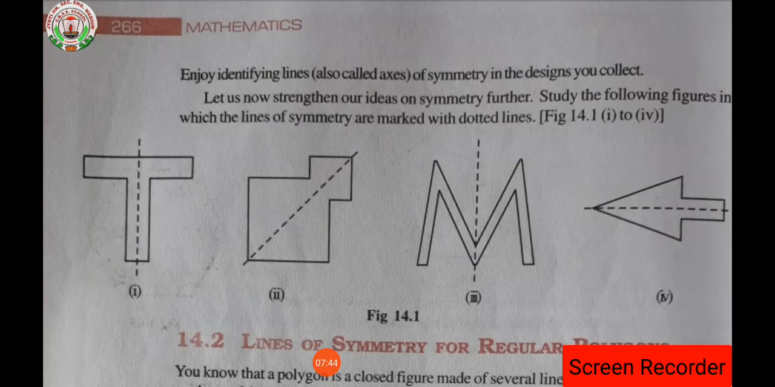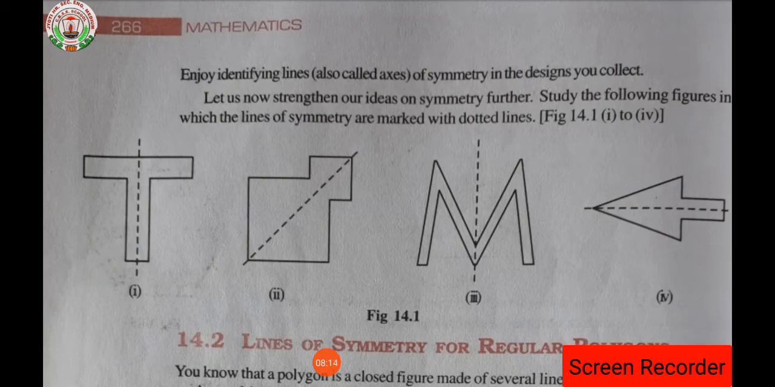So dear students, when some objects, lines or pictures are divided into two identical parts, it is known as symmetry, isn't it? Symmetry is of three types. The first one is line symmetry, which is also known as axis symmetry. Then the second type will be rotational symmetry. The third type will be reflection symmetry. Okay, this we will study.